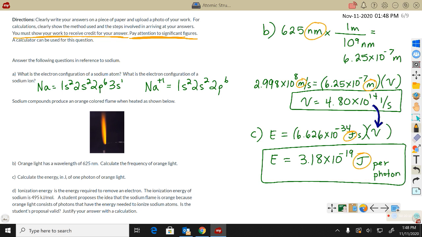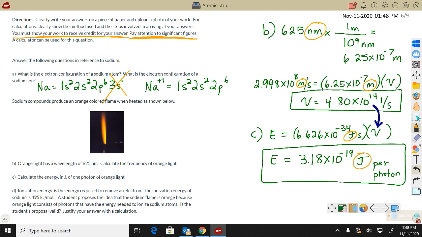Okay, so now part D starts to get into ionization energy, which we're going to talk about now in the second part of this unit. Ionization energy is the energy required to remove an electron, to ionize the sodium atom, to remove this outer electron. So we've talked about what it means to form an ion. Well, if electrons are negative and the nucleus is positive, there's attraction there. So we're going to have to add energy to remove an electron. It's called ionization energy. It's often measured in units of kilojoules per mole.